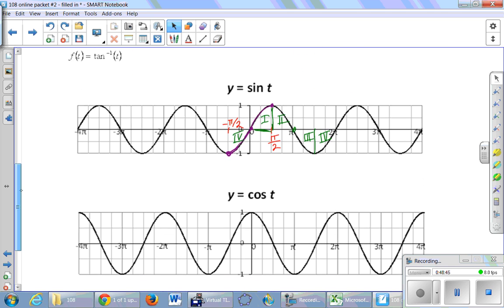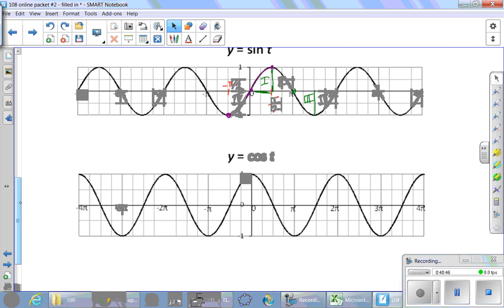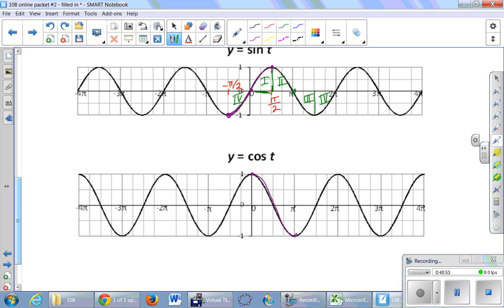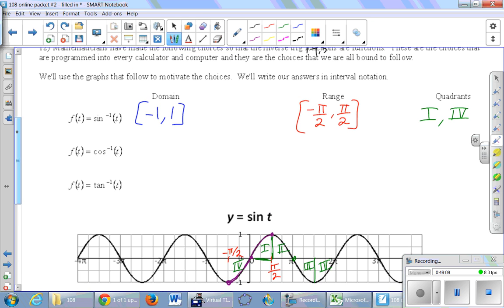Okay, looking at cosine, it's the same idea. I'll start here at the top of cosine. I will work my way to the bottom of cosine, and then I will stop, because as soon as I continue, we've got horizontal line problems there. If I continue this way, horizontal line problems there. Okay, so looks like 0 to pi is the natural choice for cosine. So let's write that up here.